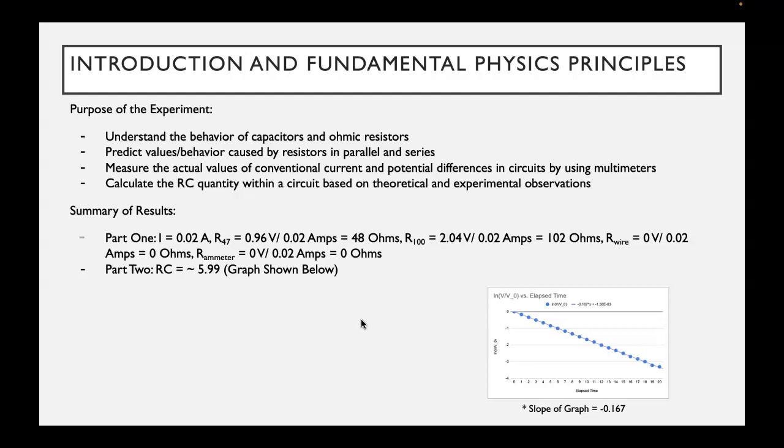So when we actually completed the experiment, some of the results that we got were listed in part 1 and part 2. For part 2, you can see that the RC value we got was approximately 6, and the slope of the graph is shown in the bottom right hand corner.